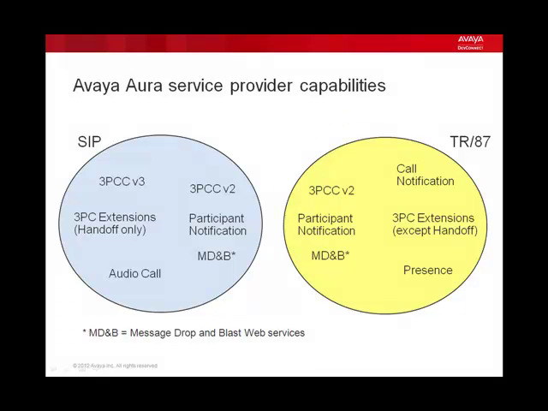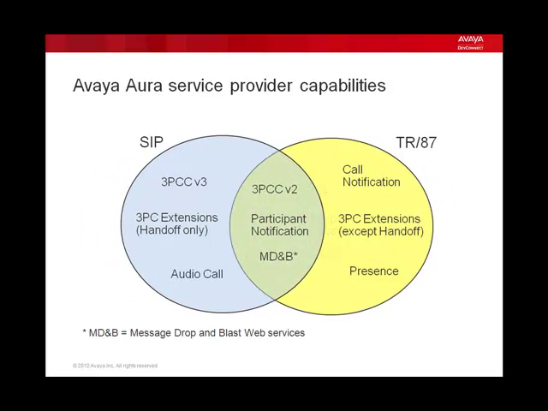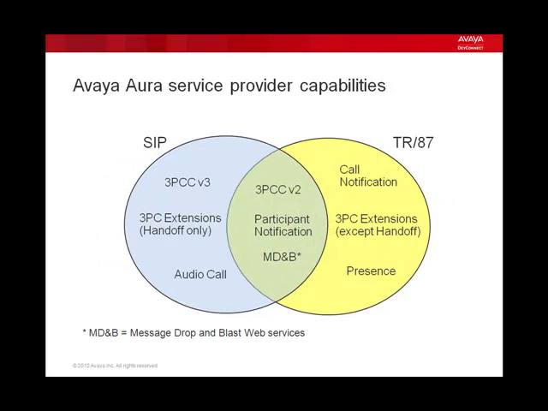The answer to the first question, are there any differences between the capabilities provided by the SIP and TR87 service providers, is yes, there are. This diagram shows those web services and operations that are supported by each service provider. Those at the intersection are supported by both. So, for example, the audio call web service is only supported by the SIP service provider, the call notification web service is supported by the TR87 service provider only, and version 2 of the third-party call control web service is supported by both.